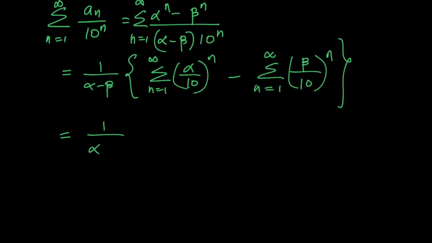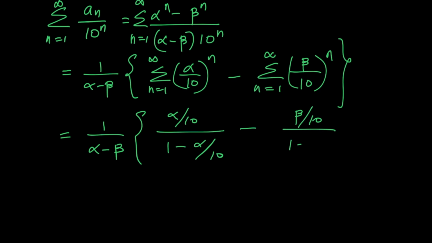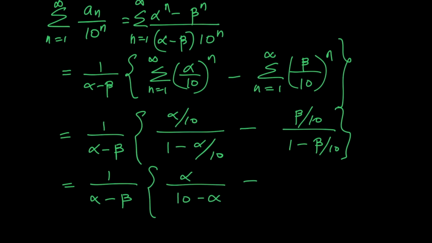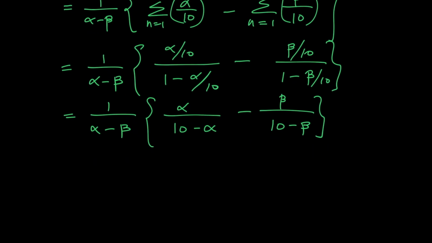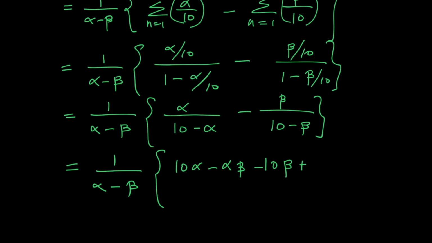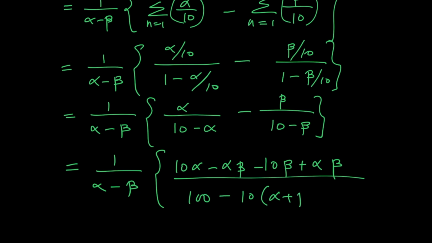So this will be 1 by alpha minus beta into alpha by 10 divided by 1 minus alpha by 10, minus beta by 10 divided by 1 minus beta by 10. So when you simplify this expression, this will be 1 by alpha minus beta into alpha divided by 10 minus alpha, minus beta divided by 10 minus beta. Simplifying further, this will be 1 by alpha minus beta into 10 alpha minus alpha beta minus 10 beta plus alpha beta, divided by 100 minus 10 into alpha plus beta plus alpha beta.